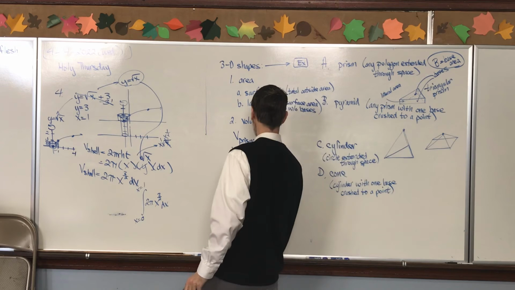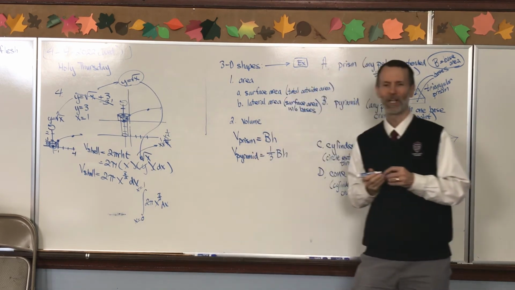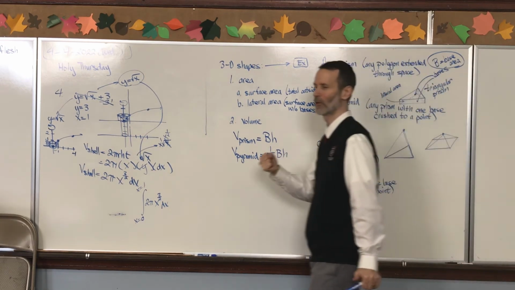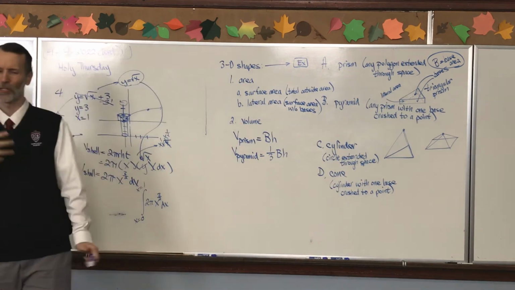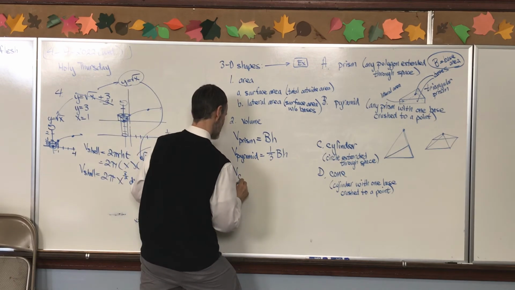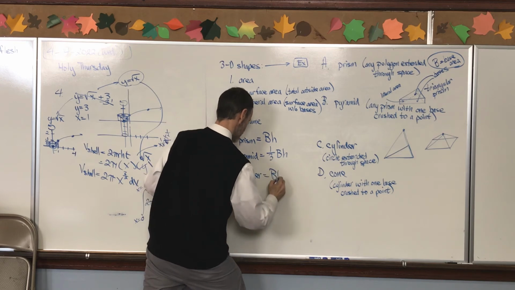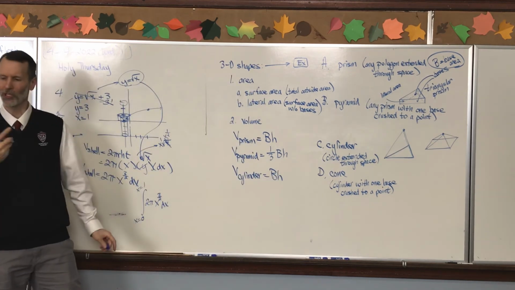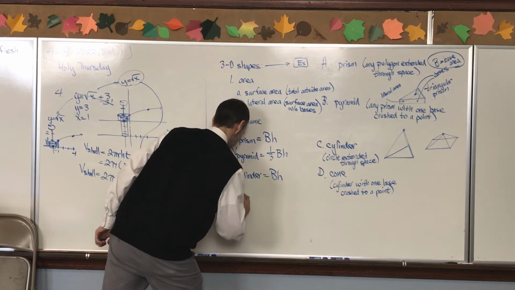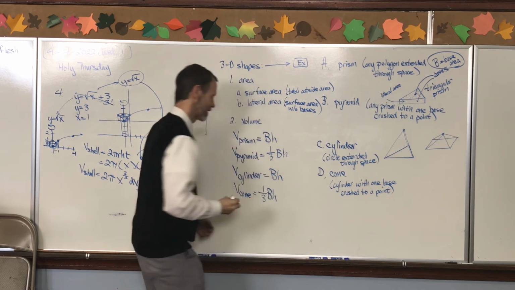The volume of a pyramid is 1/3 base area times height. When you crush something to a point, you reduce its volume to 1/3 of its original. That's always true, whether it's circular or not. The volume of a cylinder is base area times height. It's just a circular base. It's pi r squared h. And then the volume of a cone is 1/3 base area times height.